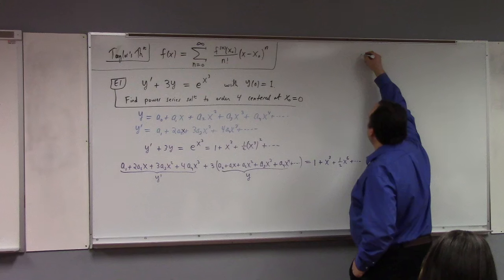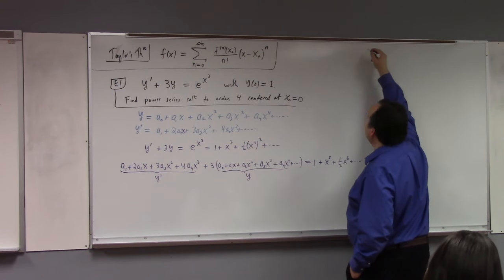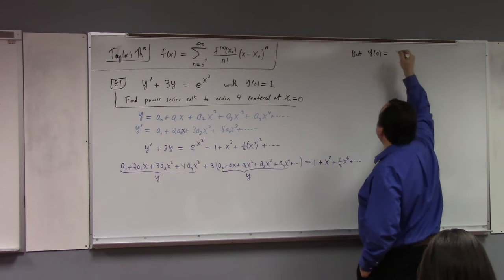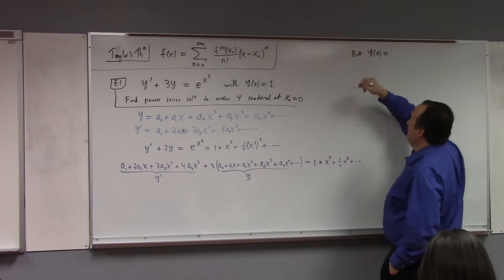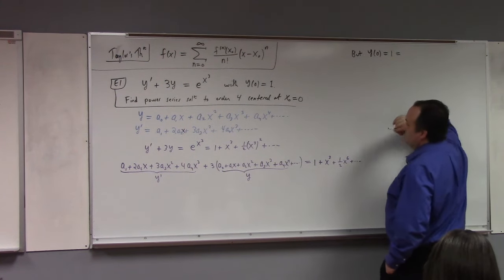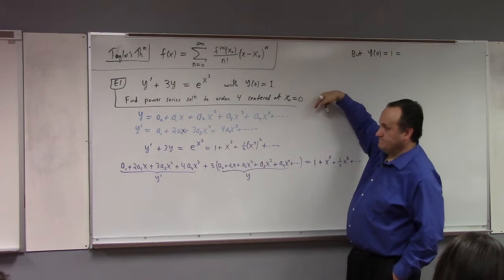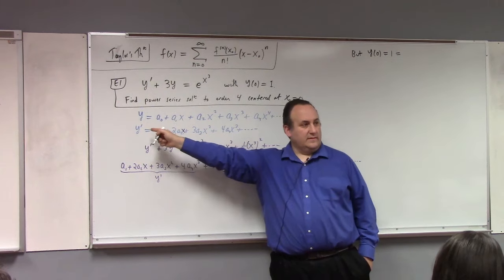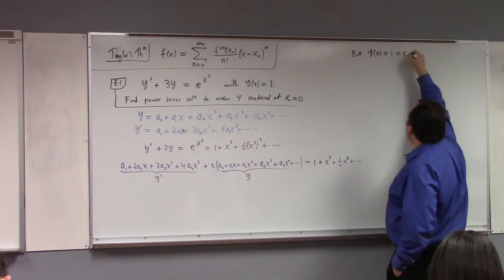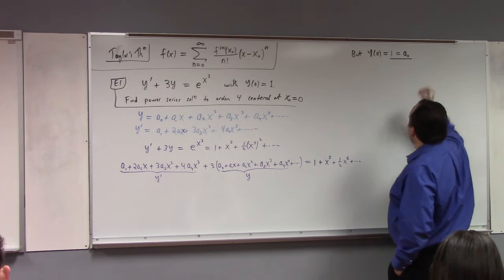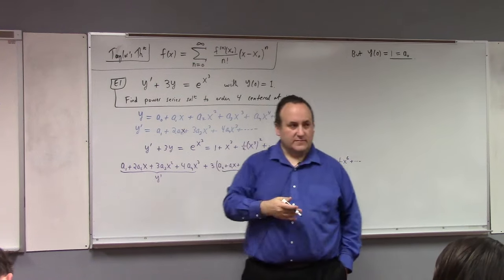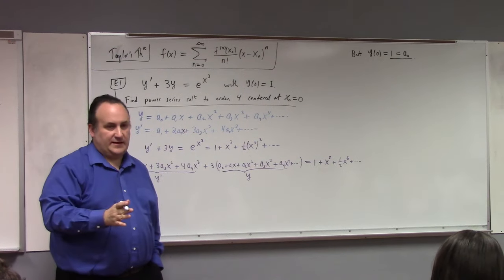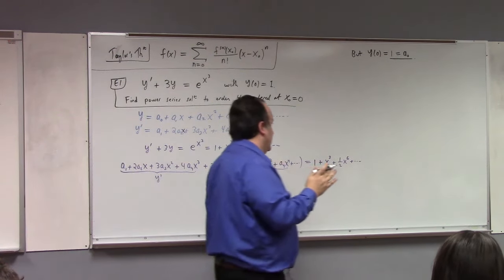Actually, one other thing. y of 0 equals what? It's given to be 1, but what else is it equal to? What happens when we plug 0 into y? All this stuff goes away, gone, gone, gone, gone. We're left with a naught. So there's one for free. Since we're given an initial condition, we already know that a sub naught is equal to 1. Hooray. You can either do that at the start or at the end. I'm going to do it at the start.